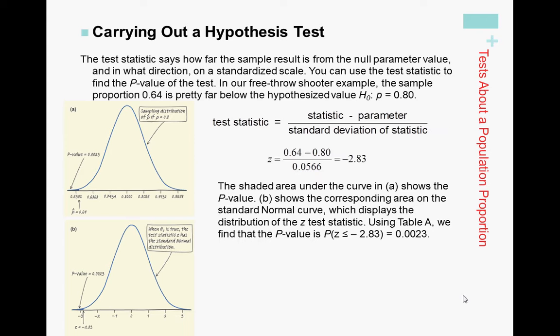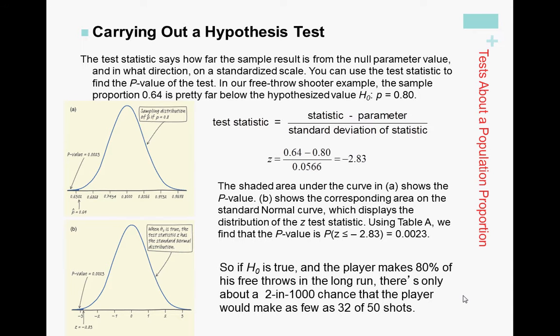0.0023. So that means if it's true that this basketball shooter actually has a free throw proportion of 0.8, the probability of him having 0.64 as his proportion in 50 shots is about 0.23%. So less than a quarter of 1% likelihood. So you can see the way they say it: if the null hypothesis is true and the player does make 80% of his free throws in the long run, there's only about a 2 in 1,000 chance that the player would make as few as 32 of 50 shots. So I'd say that's pretty strong evidence against his claim. Again, it doesn't guarantee it. There is a chance, though a very, very small chance, that he's telling the truth. So this is pretty convincing evidence against his claim.